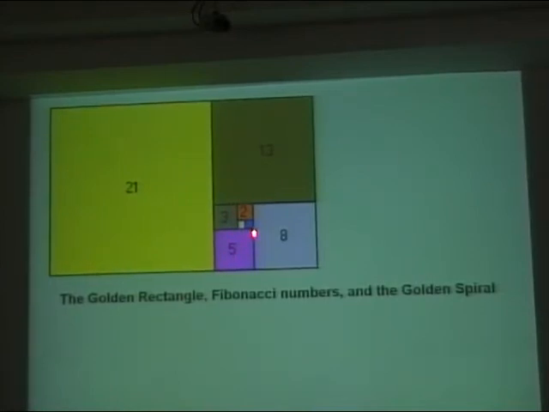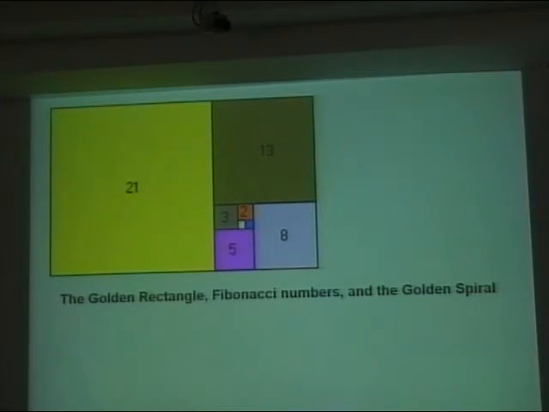If you add 5 and 3, what do you get? 8. If you add 8 and 5, what do you get? 13, right? If you add 13 and 8, what do you get? 21. 1, 1, 2, 3, 5, 8, 13, 21. What are those? Those are numbers of the Fibonacci sequence, the beginning of the Fibonacci sequence. Right? So the golden ratio and the Fibonacci sequence are equivalent.